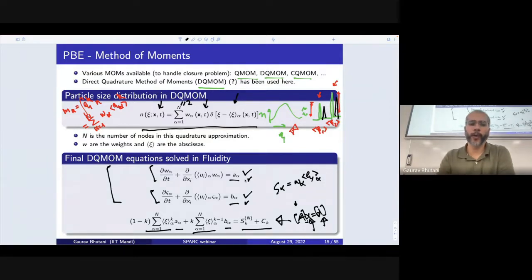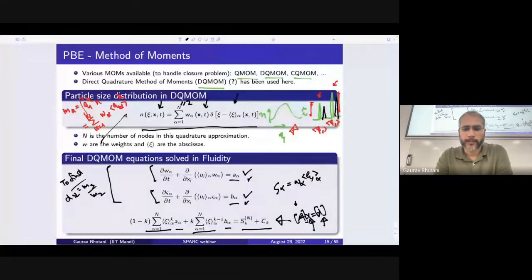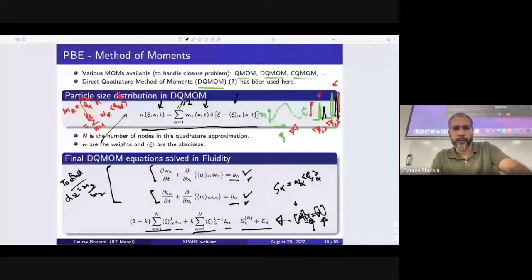Okay, so that's the way we solve for weights and abscissas, and hence any other moment. Remember, what do we want to find? We want to find the Sauter mean diameter, which is M3 by M2. And M3 and M2 can easily now be represented using these weights and abscissas. So this completes our discussion in the first part of session 1, that was on the model equations.